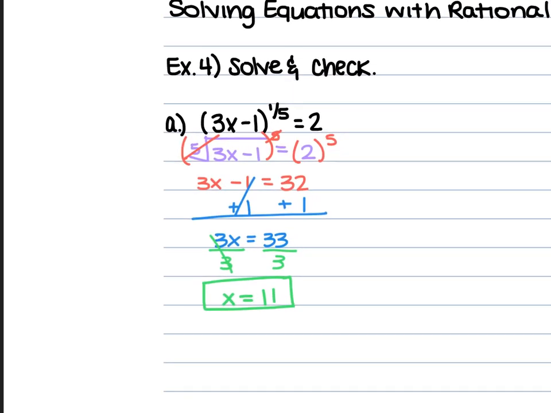Now if we check these, 11 times 3 is 33. 33 minus 1 is 32. The 5th root of 32 is 2. So we're okay here.